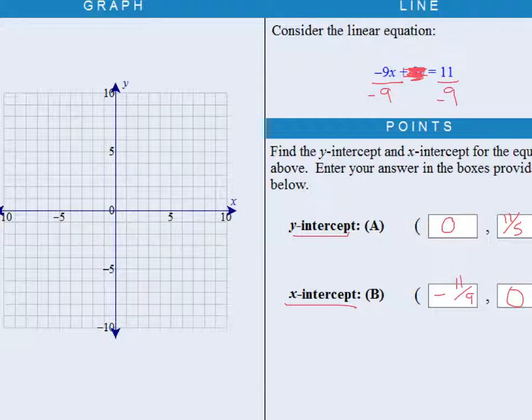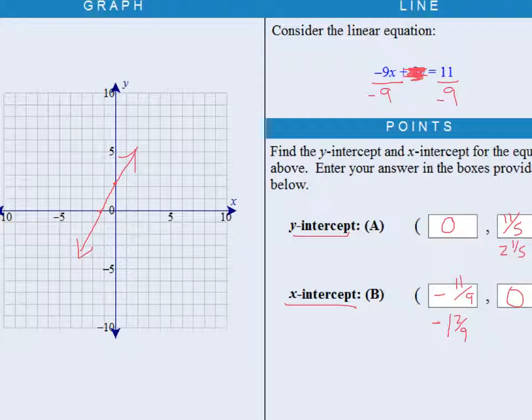So then I go back to my graph and I have to plot these. They're not very pretty to plot for sure. 11/5, you could change that to a mixed fraction if that helps you, or change it to a decimal. It ends up being 2 1/5. So I'm kind of eyeballing that over 0 up 2 1/5, somewhere like right there-ish. On my x-intercept, -11/9 is the same as -1 2/9. So for my x-intercept, I'm going to go left 1 and a little bit and up 0. So it's about right there, and I can draw my line then.